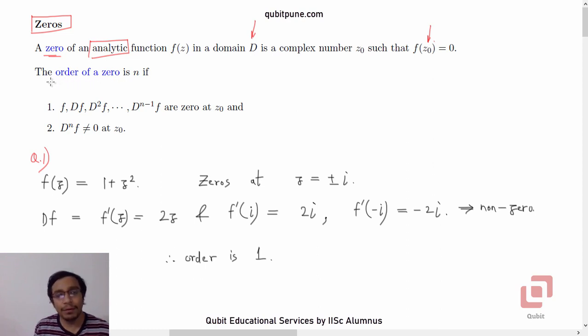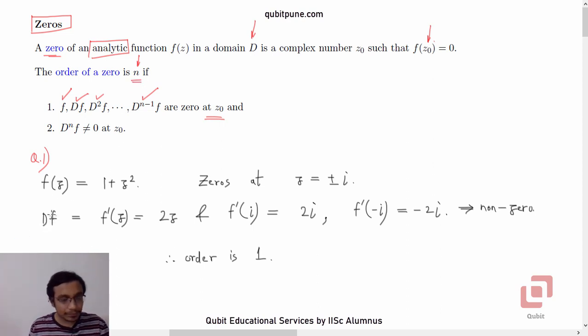Now just like we had order of a pole, we also have order of a zero. We say the order of a zero is n if, condition number 1, not only the function f but also its derivatives till the order n minus 1 are 0 at z0. This is important. At z0 all these derivatives should be 0. However, if the very first derivative where the value is non-zero at z0 is the nth, then the order of that zero becomes n.